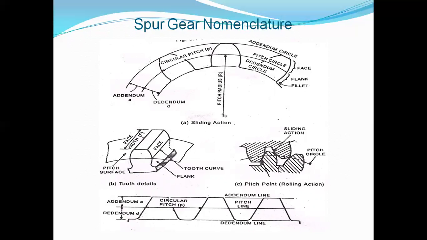Next, working depth. It is defined as the sum of the addendum of two mating gears. So this is the addendum circle of one gear, and this is the addendum circle of another gear. The working depth means from here to here. If we draw one radial line, we get the working depth. So it is defined as the sum of the addendum of two mating gears. And pressure angle: it is the angle between the common normal at the point of tooth contact and the common tangent to the pitch circle.